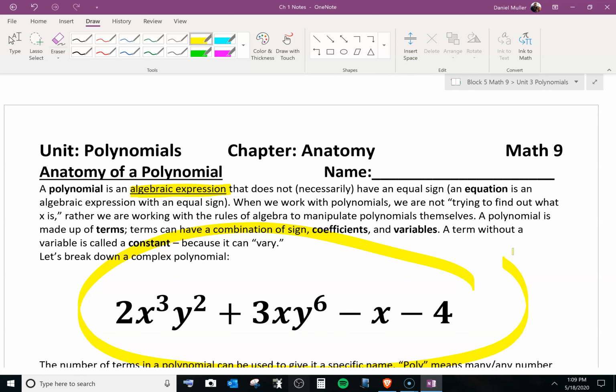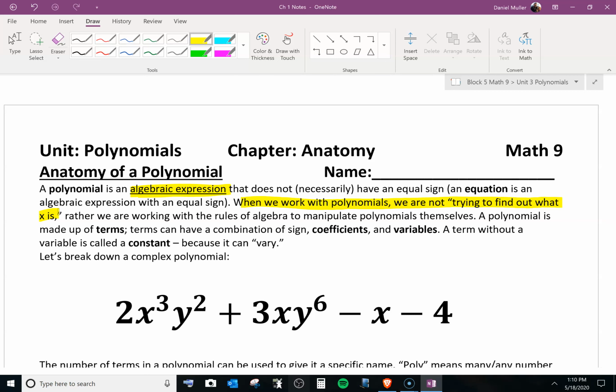But what you'll notice is that there's no equal sign. So this is not an equation. It's an expression. When we work with polynomials, we are not trying to find out what x is. That's not what we're doing. When there's an equal sign, sure, find out what x is, or whatever the letter is, p or q or r, typically x.